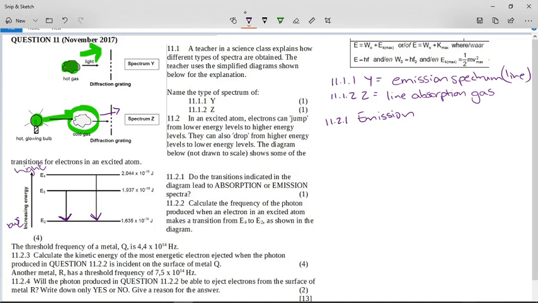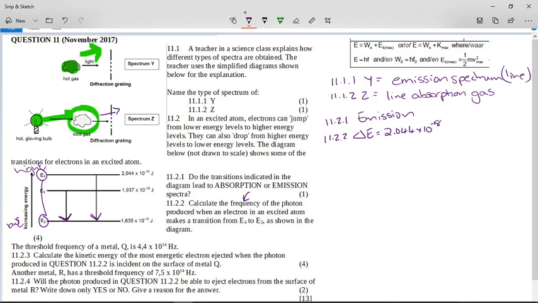Then it says to you, calculate the frequency of the photon produced when an electron in an excited atom makes a transition from E4, here is E4 at the top, down to E2. Okay, so first of all, we must get how much energy is actually emitted. So let's work out what is the energy change. What is the change in energy? It went from 2,044 times 10 to the negative 18 joules.